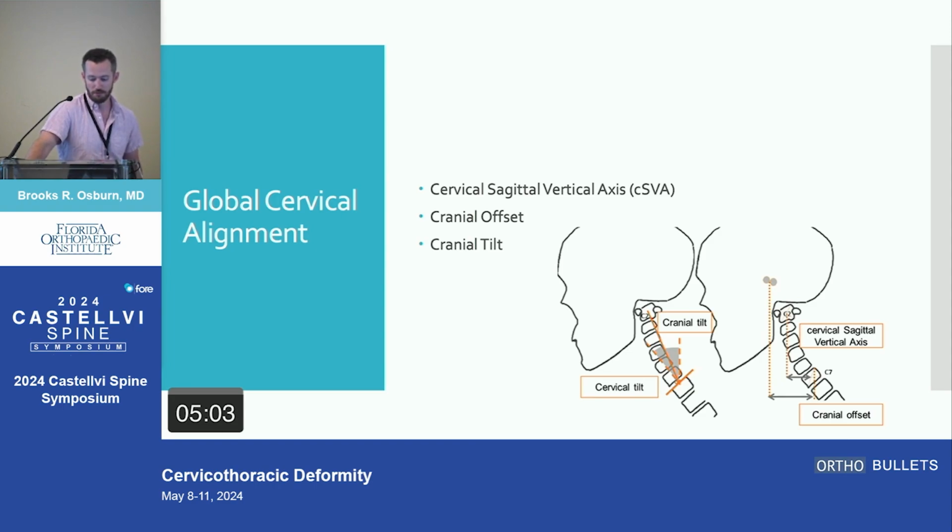Global cervical alignment, main one that we're using is cervical sagittal vertical axis, so your cervical SVA. You're measuring that from the posterior aspect of C7 going to the dens there, and you want that less than 4 centimeters. You also can look at your cranial tilt and your cranial offset, just another 2 measurements in order to see where your deformity is coming from. If your cranial offset is significantly higher than your cervical sagittal vertical axis, that can tell you that you need to go up higher than C2.